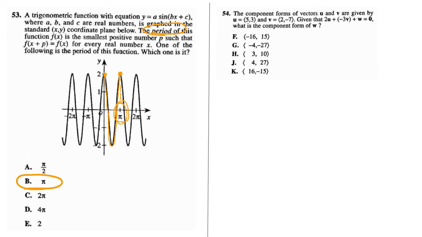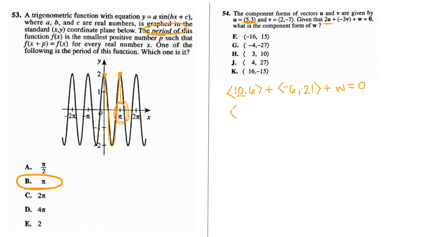All right, moving on to the next problem. Again, very similar. It looks like it would be very intimidating, but hopefully we can make it through it. The first part says 2 times u, so find your vector u, multiply that by 2, and you're going to get 10, 6. Plus negative 3 times vector v. So find vector v and multiply that by negative 3, so I get negative 3 times 2 is negative 6 and positive 21. And I don't have the components for w. That's what I'm looking for. And then equals 0.